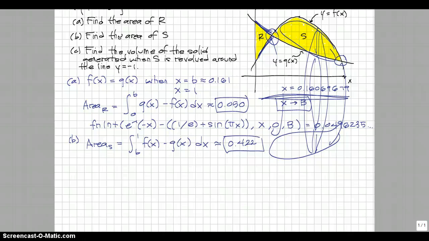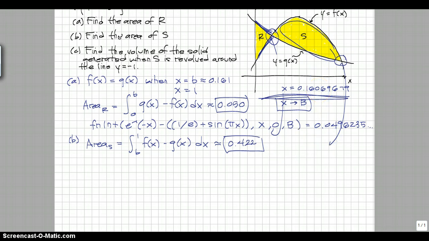And also I can look here to notice that my outer radius is going to be the difference between f and -1. My inner radius is going to be the difference between g and -1. So I'm going to go ahead and pull that stuff back off and get to work on part C before I run out of time here. So let's go ahead and write volume equals, I'm going to have my same limits of integration as I did for the area of S. I'm going to go from b to 1.